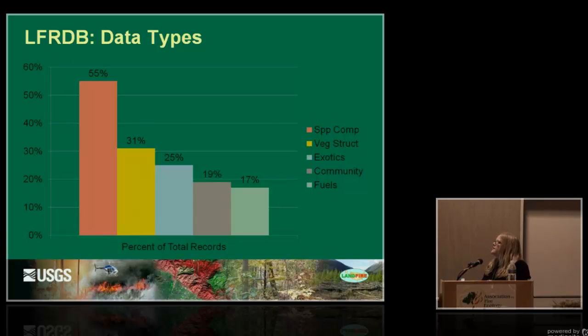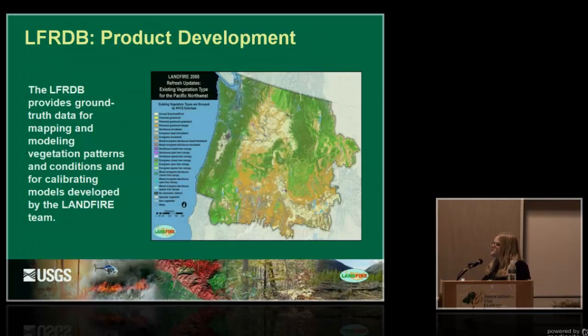The LFRDB provides ground truth data for mapping and modeling vegetation patterns and conditions, and for calibrating models developed by the LANDFIRE team. Some examples: if we have species composition data or community occurrence data that are attributed with existing vegetation types, that information can be used for existing vegetation mapping.